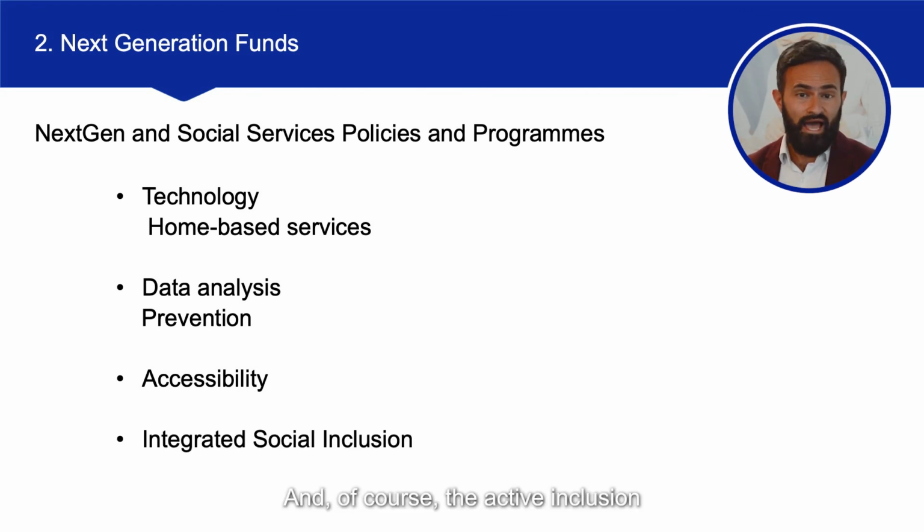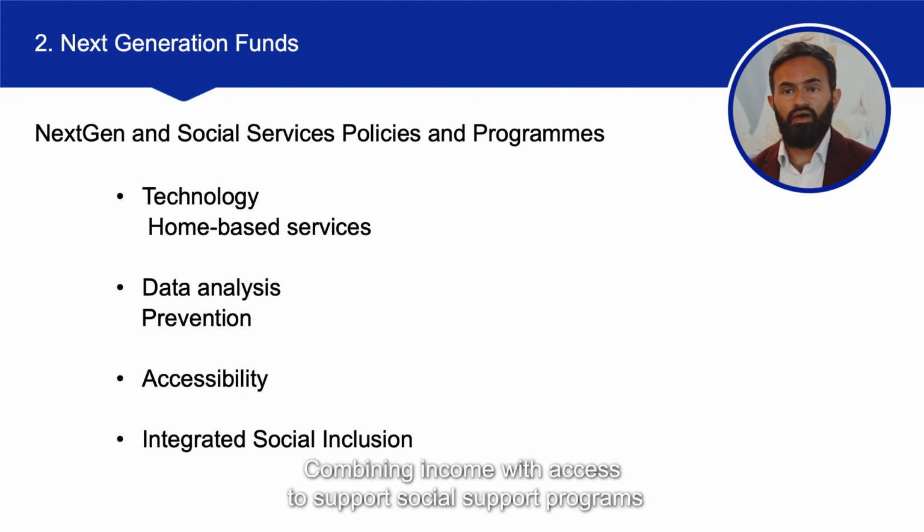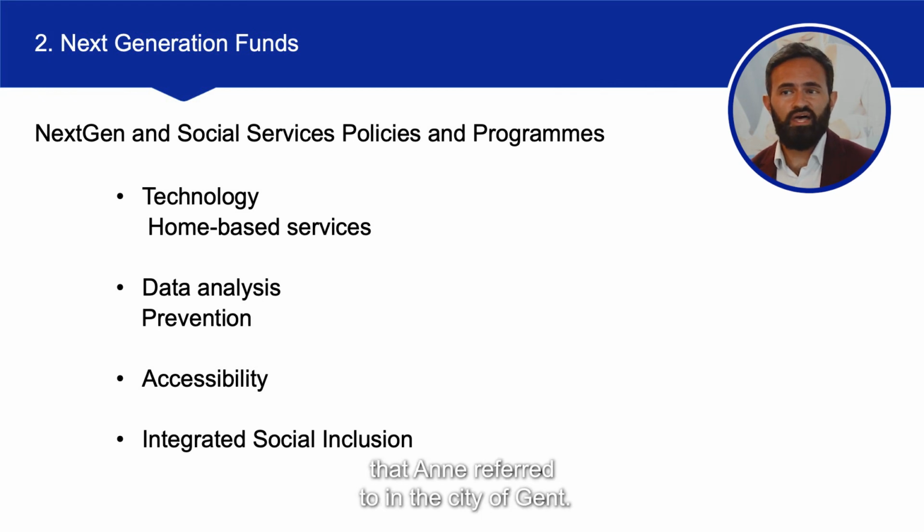And of course, the active inclusion of recipients of minimum income schemes, combining income with access to social support programs and social inclusion programs, similar to the example that Anne referred to in the city of Ghent.